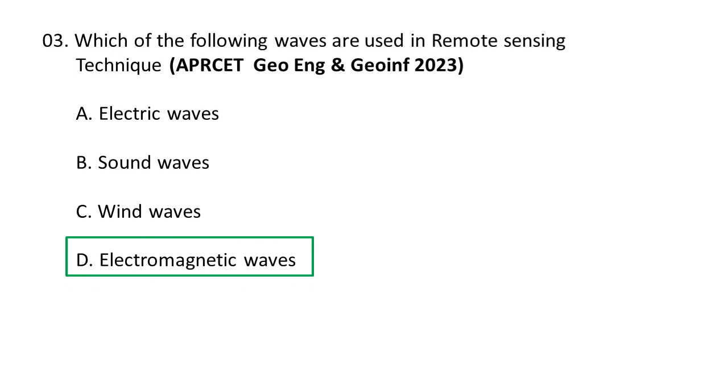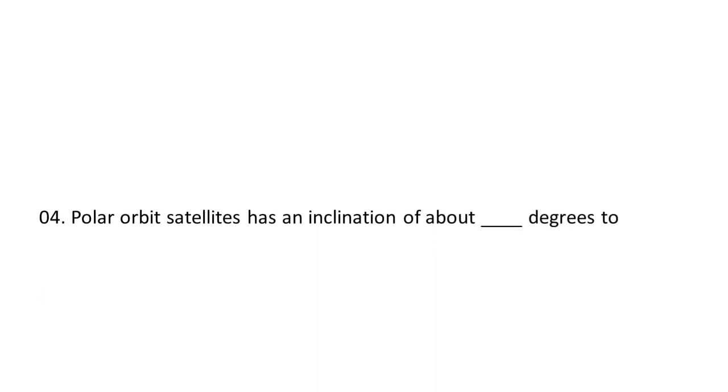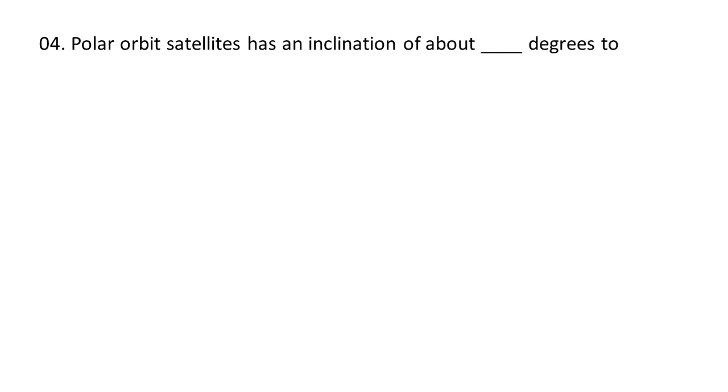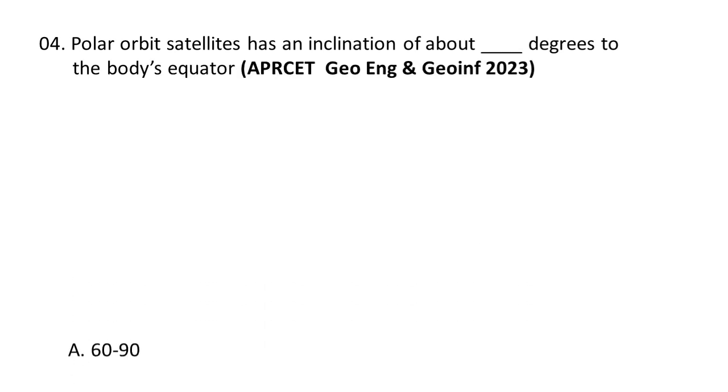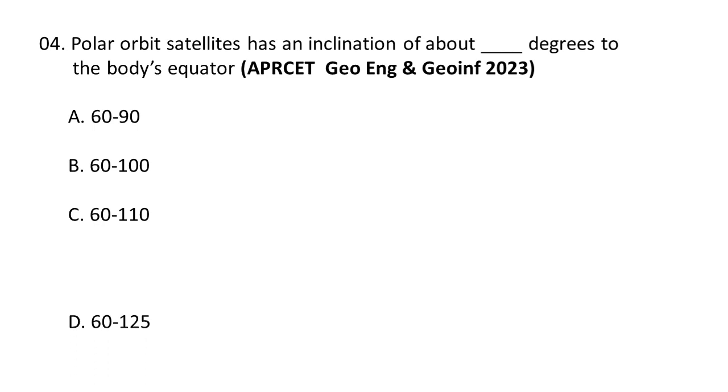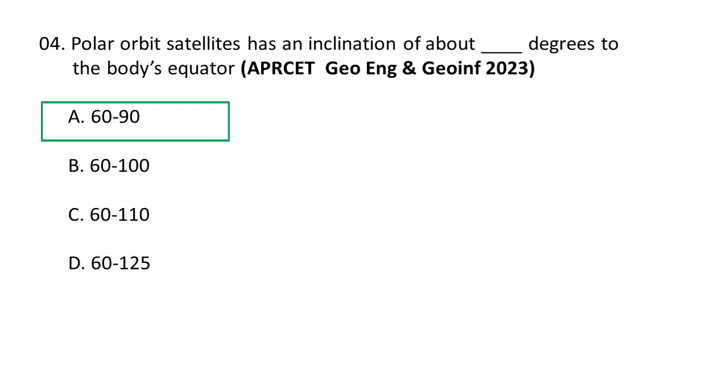Next question. Polar orbit satellites have an inclination of about how many degrees to the body's equator? Choices are A. 60 to 90 degrees, B. 60 to 100 degrees, C. 60 to 110 degrees and D. 60 to 125 degrees. Polar orbit satellites have an inclination of about 60 to 90 degrees. A is the correct option.